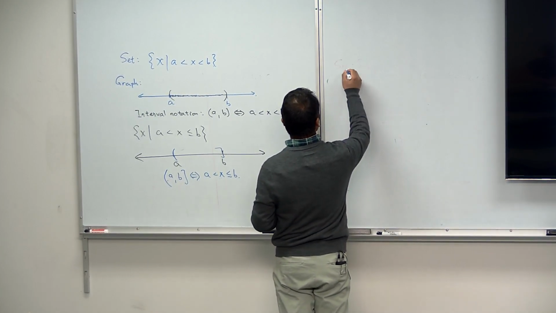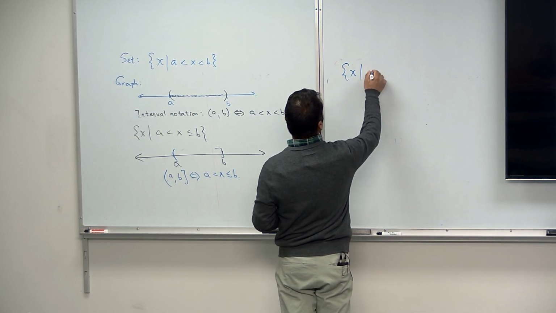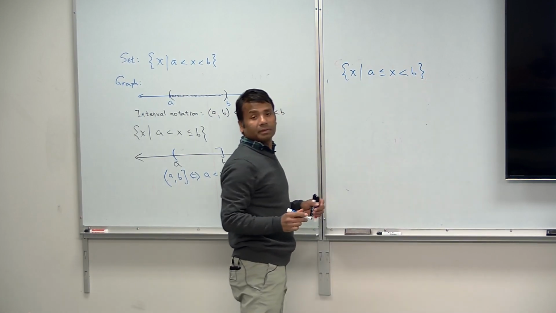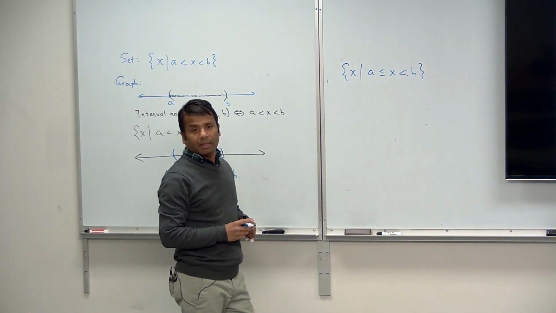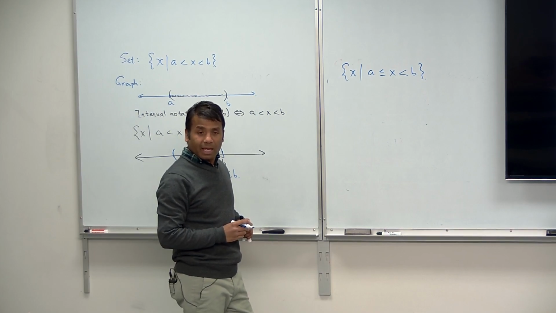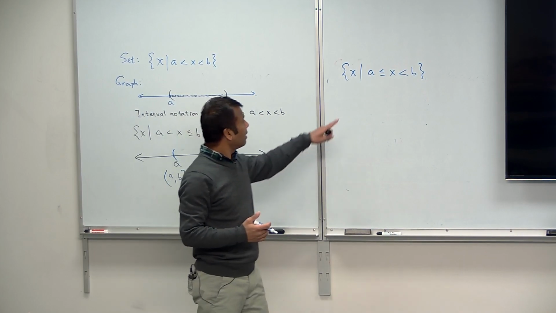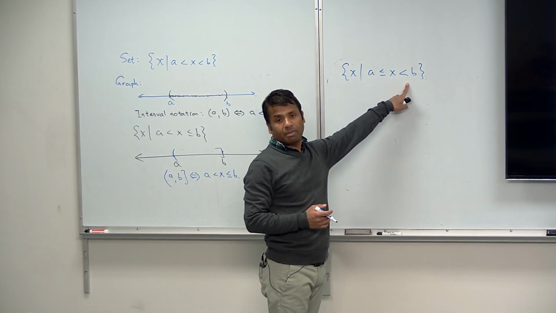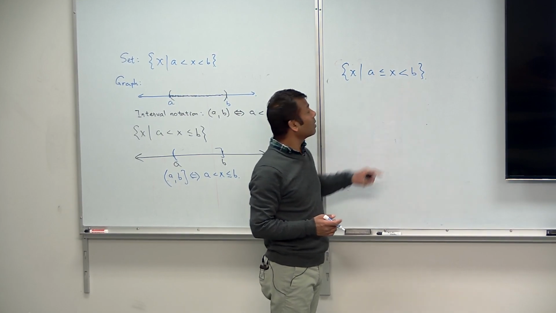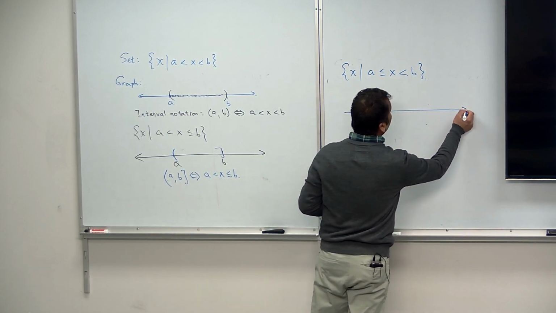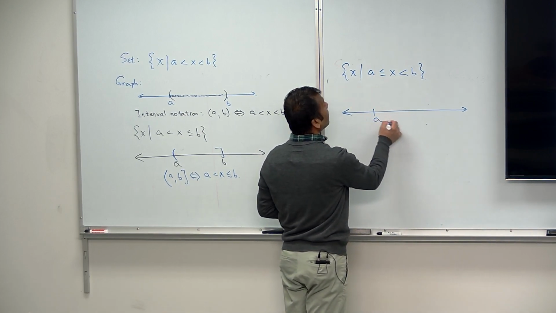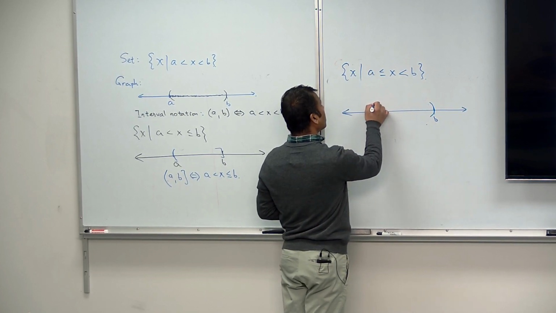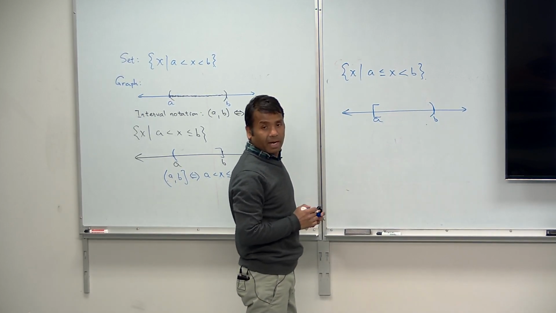If your set is, let's say, the set of all x such that a is less than or equal to x is less than b, the value of x is between a and b, it also includes what? a. Is that right? But does not include b, since x is less than b. So if you want to draw the number line, you have a here, you have b here. b is not included, you put a parenthesis. a is included, you put a bracket, right?